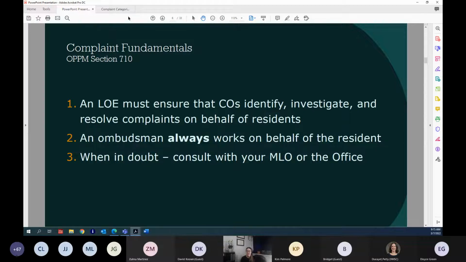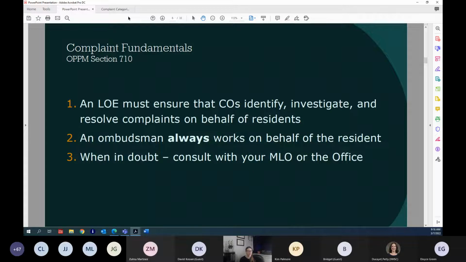The second point here is that we must always work on behalf of a resident. I know sometimes when you're in the midst of a complaint, it can get so complicated and you're wondering what to do next. And it's sometimes easy to forget to take a step back and remember, what does the resident want? What's in the resident's wishes? And if the resident can't communicate those wishes, what have we looked at to determine what the resident would have wanted or who the resident chose to make decisions on their behalf.